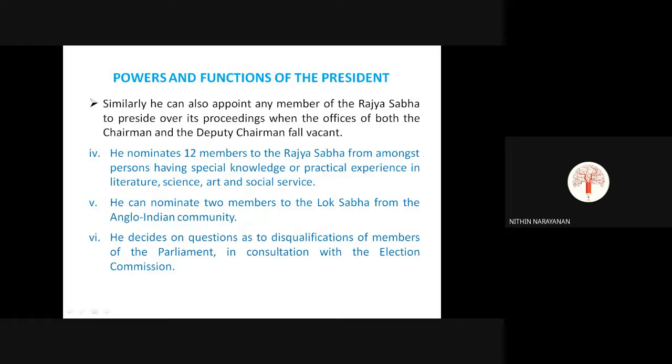Okay. He can nominate 2 members to the Lok Sabha from the Anglo-Indian community also. But 12 nominated members are persons having special knowledge or special practical experience in literature, science, art and social services. And also he can nominate 2 members to the Lok Sabha from the Anglo-Indian community. And also he decides on questions as to disqualifications of members of the parliament in consultation with the election commission. So regarding the disqualification of a member of parliament, the president is the one who will take the decision after consultation with the election commission.